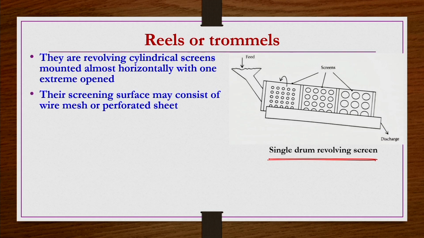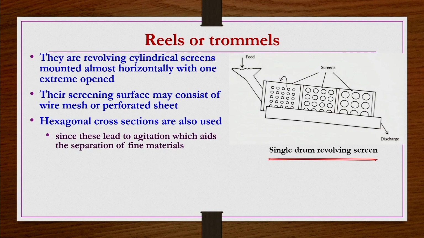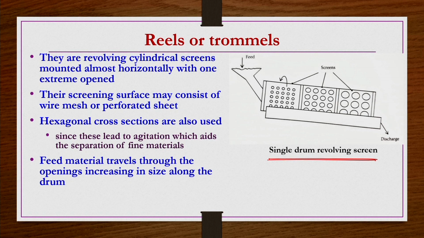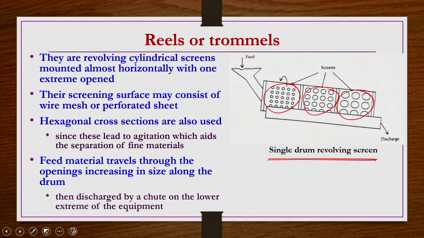The screen surface may consist of wire mesh or perforated sheets. Hexagonal cross sections are also used in general, since these lead to agitation which aids the separation of fine materials. Then the feed material travels through openings increasing in size. We can see the size increasing here: the smaller one, then the middle one, then the larger opening. So, the feed material travels through the openings increasing in size along the drum, and is then discharged by a chute on the lower extreme of the equipment.